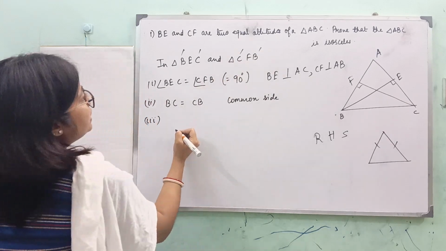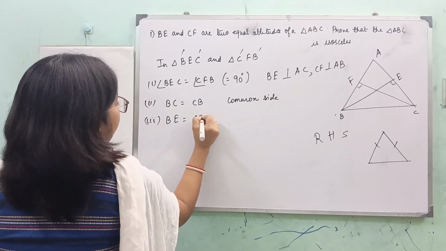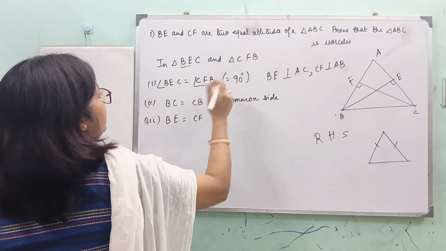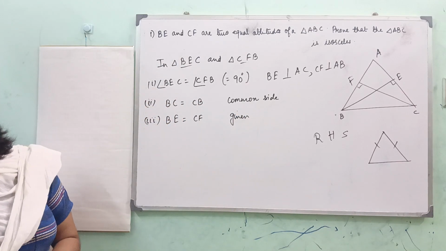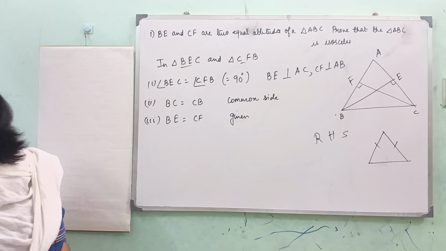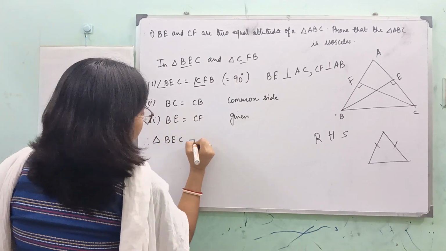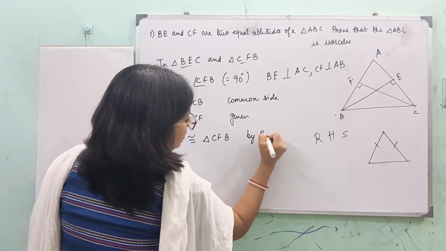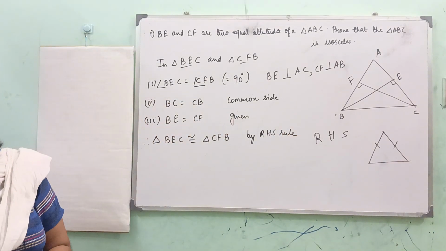given to us already. What is it? That is BE equal to CF. You see the vertices are already there, BE, CF, in the proper order of the vertices. And this is given. The two altitudes are equal, that is BE and CF. It is given to us that they are equal. So we can easily say that triangle BEC is congruent to triangle CFB by the RHS rule. So by the RHS rule, we have established the congruency.